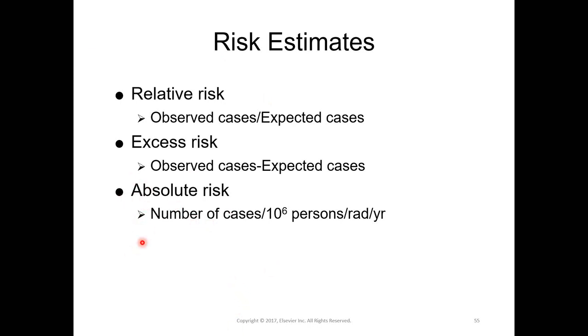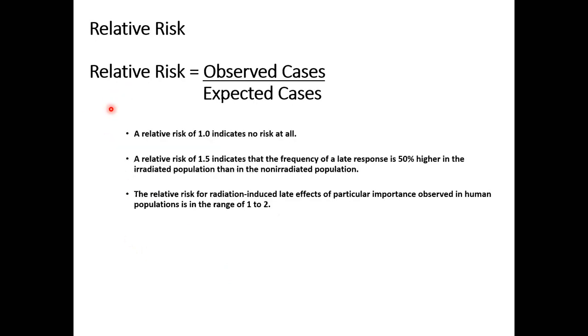And then I have this absolute risk listed. This isn't on your test. More these two here. And again, this is just breaking down your relative risk, which is your observed over your expected. And a relative risk of 1 indicates really no risk at all. Once you get to the 1.5, that's when you have a late response 50% higher than anyone who has not been radiated.